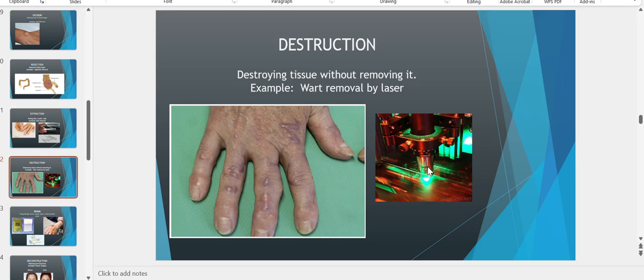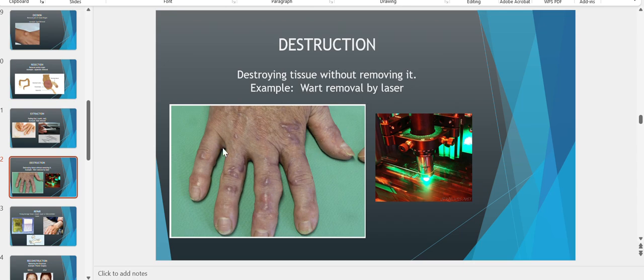Next one, destruction. Destruction means destroying tissue without removing that part, using laser therapy or cryotherapy. Destroying means no part of the infected area is removed. For example, if a patient has a skin problem, that part is destroyed using a laser. The area has not been removed, only that part is treated with a laser, and no tissue has been removed.